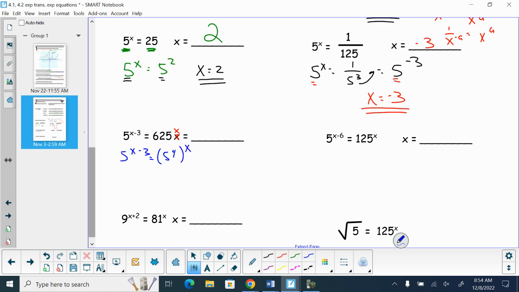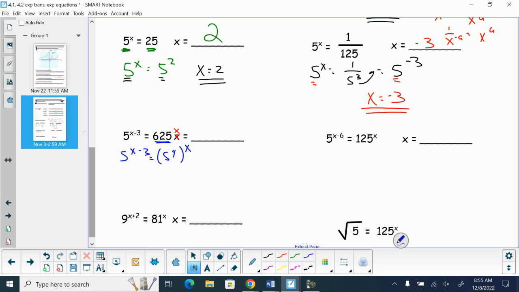So we have 5 to the x minus 3 power is equal to 5 to the fourth to the x power. All I've done is I rewrote 625 as 5 to the fourth power. 5 to the fourth power is 625. Now, once again, we have properties of exponents. On the right-hand side, we have 5 to the fourth to the x power. So we have a power to a power.